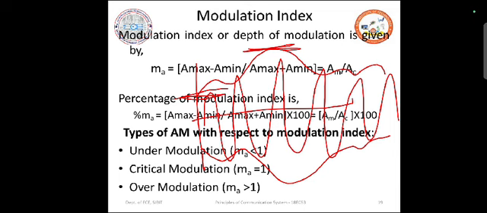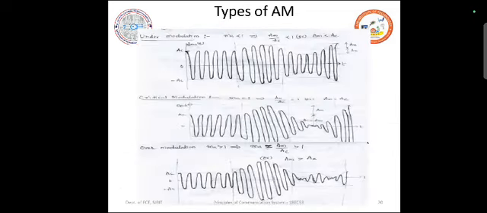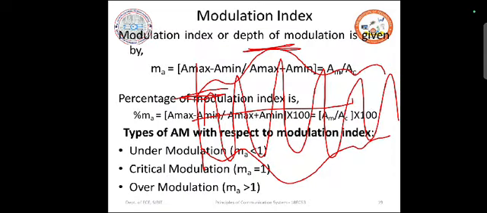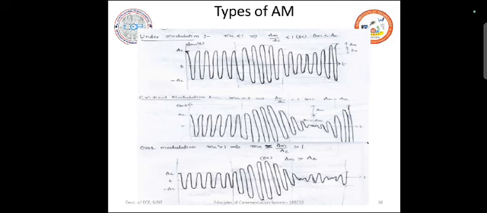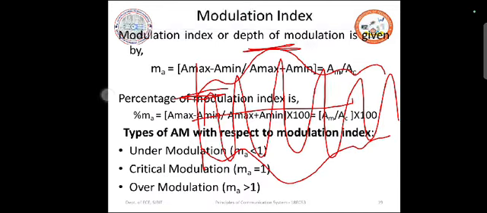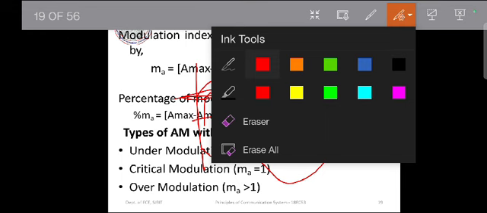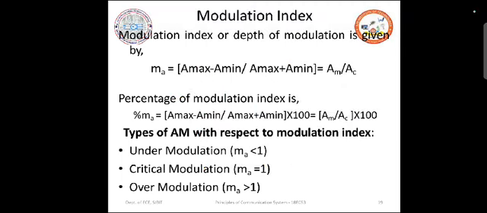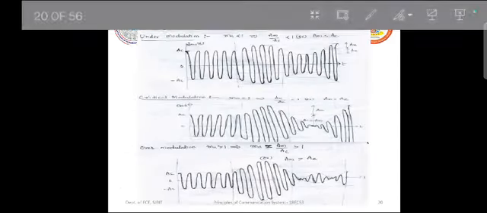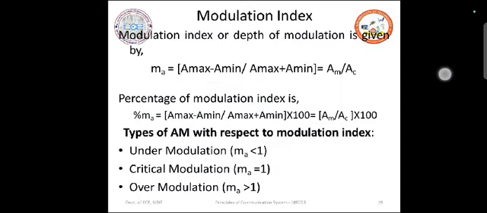So based on this modulation index, which is also called the depth of modulation, we can define three different varieties of amplitude modulation. Number one, under modulation, if the value of MA is less than 1; critical modulation if the value of MA is equal to 1; and over modulation if the value of MA is greater than 1.